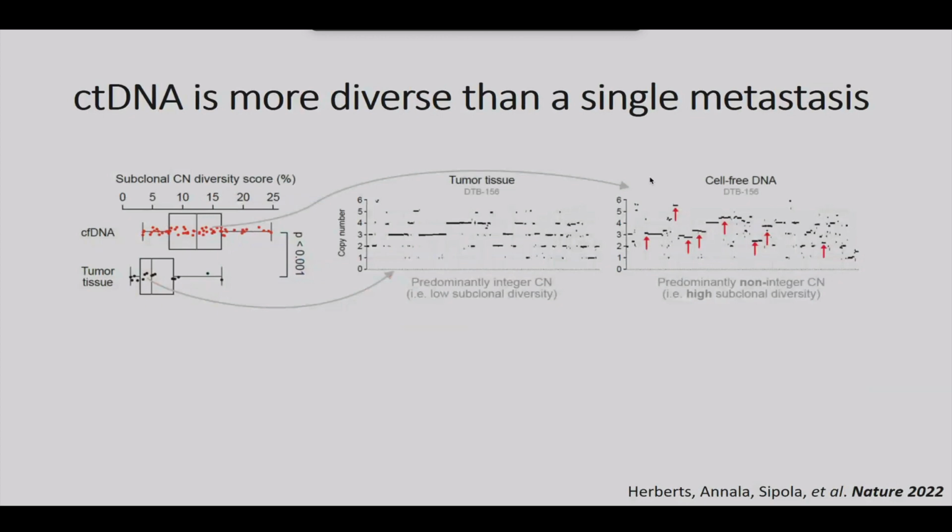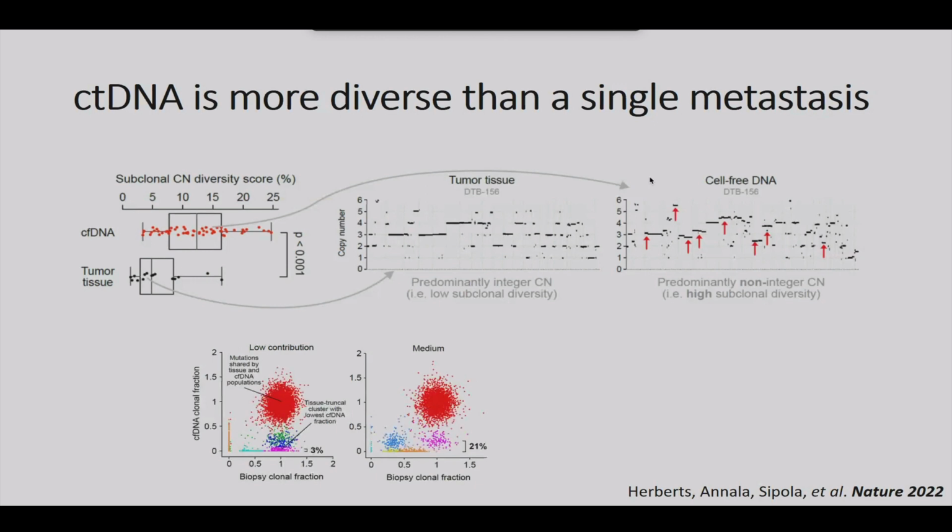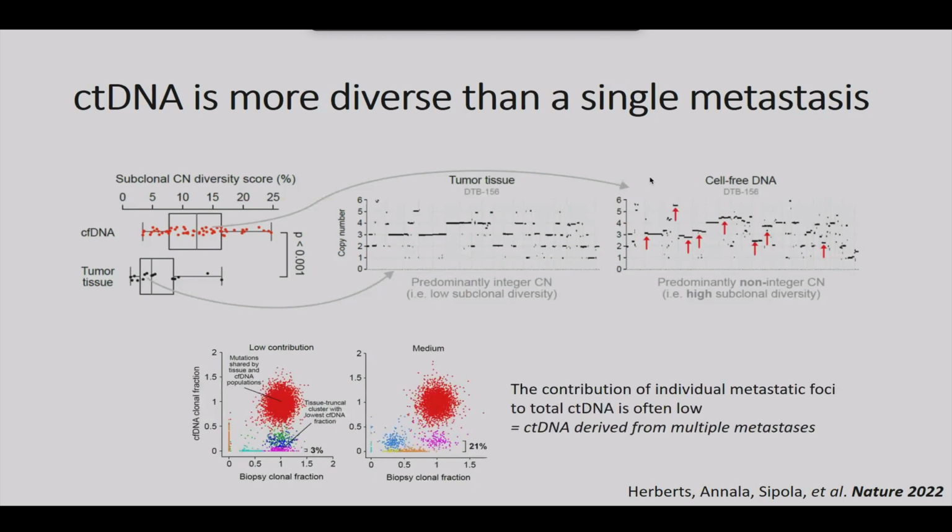We've shown recently that if you look within ctDNA, it's much more diverse than if you profile a single metastatic tumor. There's really loads of ways to show this. This was a figure we published this summer. You don't need to understand what this shows to see that the tumor tissue plot is much cleaner than the ctDNA plot, the cell-free DNA plot. And it's because the cell-free DNA is containing lots of different populations, and they're all contributing different levels of alterations. And ultimately what it means is that the contribution of any individual metastatic foci, or really any tumor foci in general, to total ctDNA is actually quite low. And ctDNA together is derived from lots of different metastases in a body.